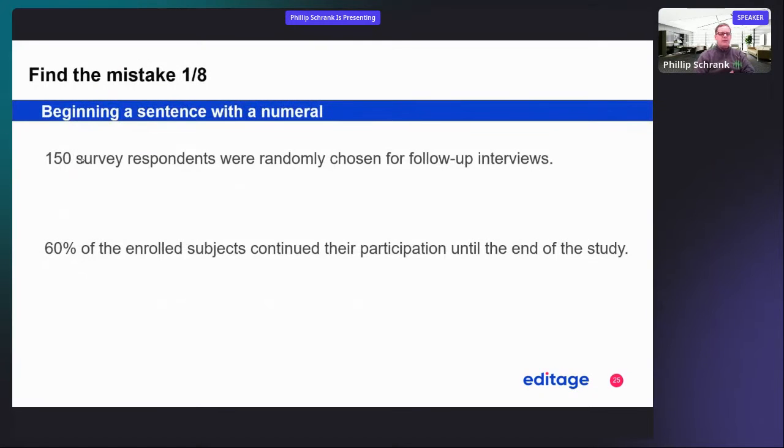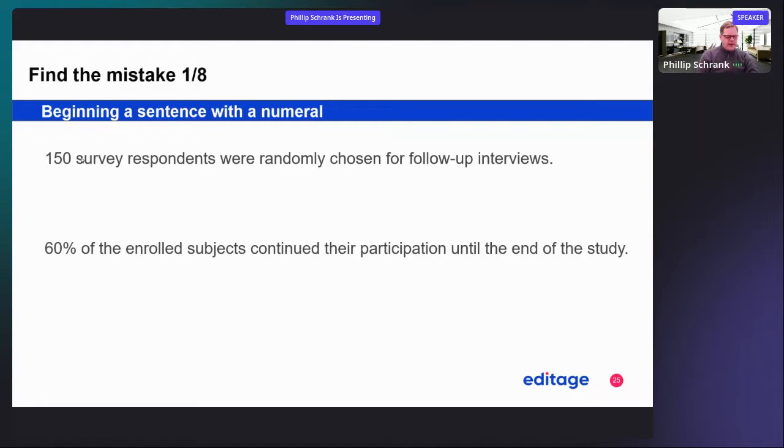So let's take a look at a few examples, trying to find the correct or why these sentences are a mistake. So this first one, make sure that you don't begin a sentence with a numeral.